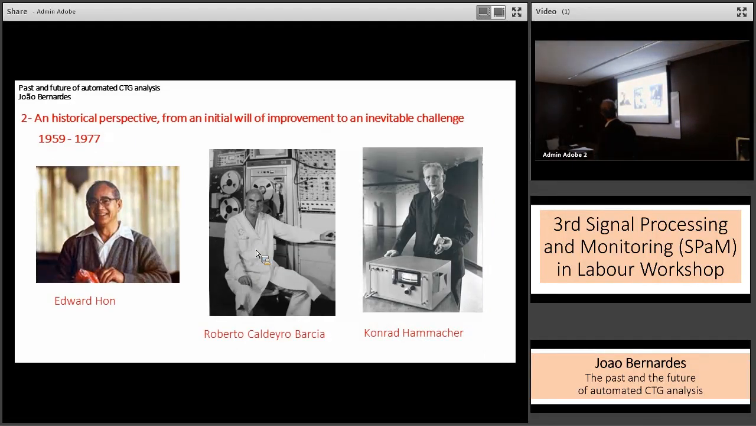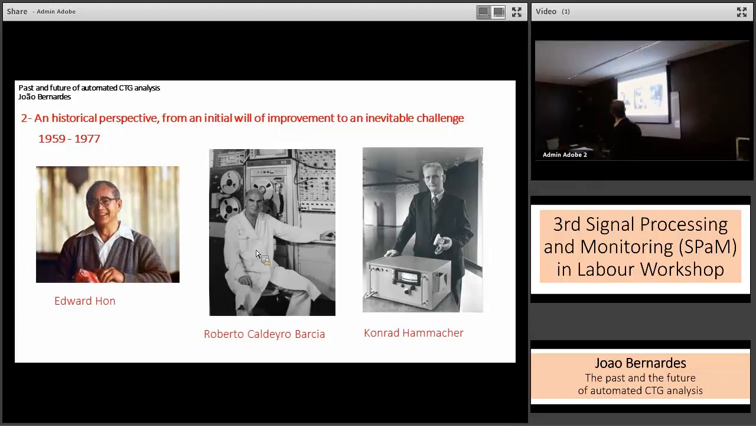Well, let's go to the historical perspective, from the initial wheel of improvement of CTG to what happened to be an inevitable challenge. When did automated CTG analysis start? Automated CTG analysis started in the very early days of CTG development. And here are, as we all know, Edward Hon, Roberto Caldeyro-Barcia, and Konrad Hammacher. They are considered the beginners of CTG, the inventors of CTG, as you know.